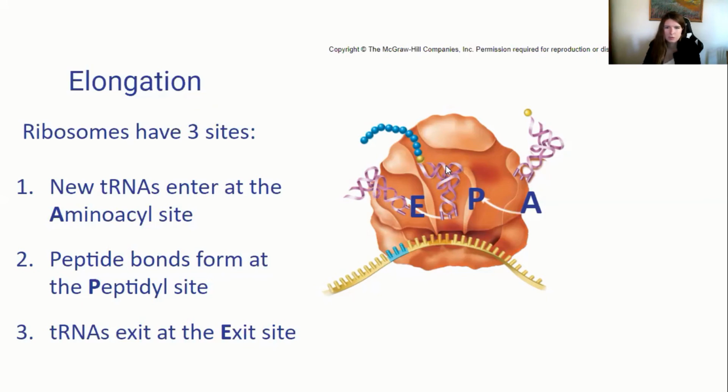And then the actual bonds between the different amino acids are going to form once the tRNA is in this middle site, the P site, peptidyl site for peptide bonds. So you can see that's where we link on our little new amino acid here highlighted in yellow onto our polypeptide chain. And then when the tRNA hits the E site, the exit site, it falls out, makes room for the next tRNA. And that's it for translation. Now we have our protein.